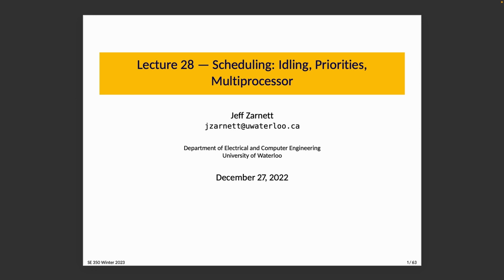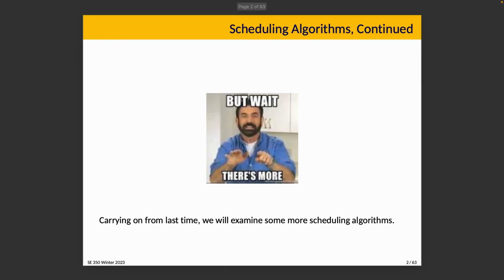Lecture 28, more scheduling algorithms. We're also going to talk in this topic about idling and priorities and multiprocessor scheduling. But when we left off in the last part, we said there are some scheduling algorithms, and we talked about, I believe, 6 out of 10 of them. Now we should go back and finish the remaining ones.